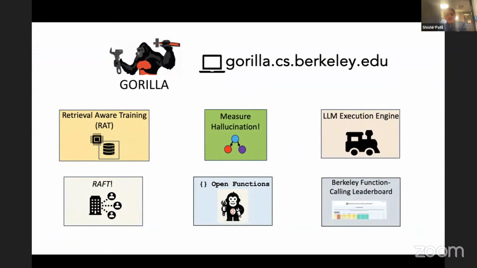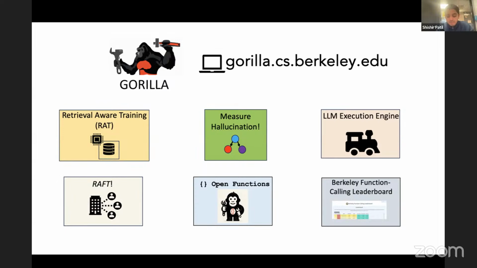And just as a high level overview, when we tried to build the Gorilla project, there were a few interesting things that we had to do. One was, well, APIs change very frequently. So how do you keep up to date with the freshest of data? How do you keep your LLMs up to date is something that we had to answer. And so that's the retrieval aware training aspect of it.